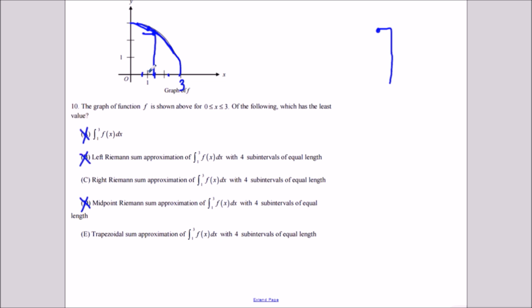let's say we look on this interval here where we drew the right rectangle, the midpoint rectangle is going to go above the right one. So that one's out as well. And it's the same concept when we're talking about the trapezoidal sum. If we look at a right Riemann sum, and we connect these two and make a trapezoid, this trapezoid here is going to have greater area than this rectangle on the inside. So choice E is out, and the correct answer is going to be choice C.